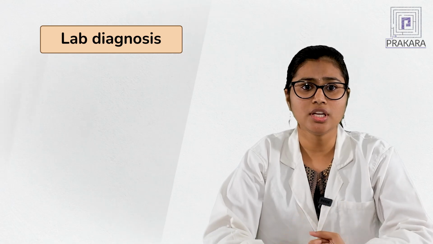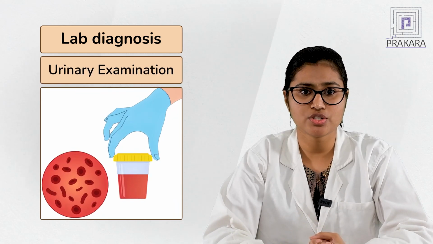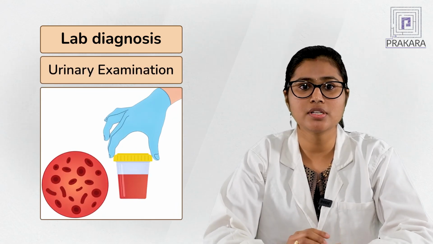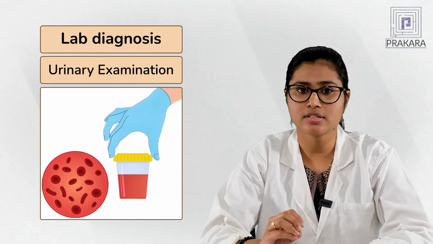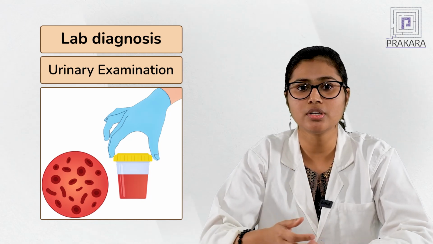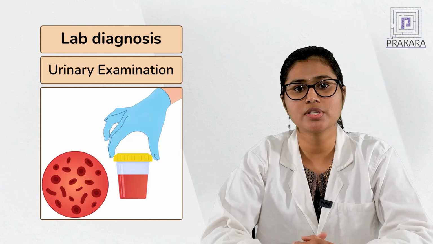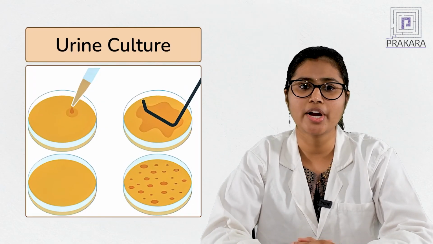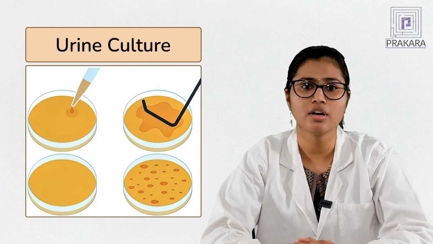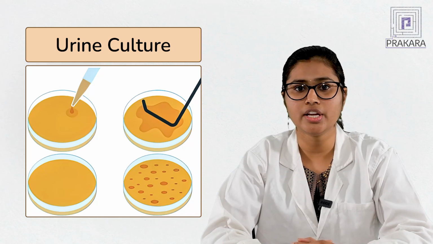Coming to lab diagnosis of glomerulonephritis, we have to do complete urinary examination to see an increase in the RBCs, presence of erythrocytes in the urine, and RBC casts or increase in WBCs in the urine, because in infections WBCs are present in the urine. Next, urine culture to identify the organism growing in the urine in cases of any infection.